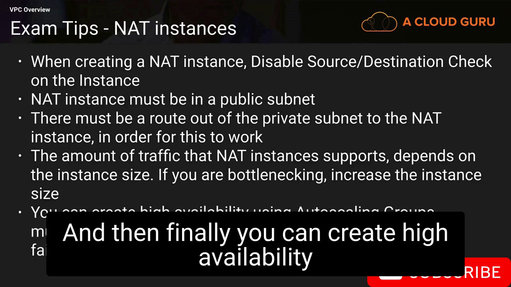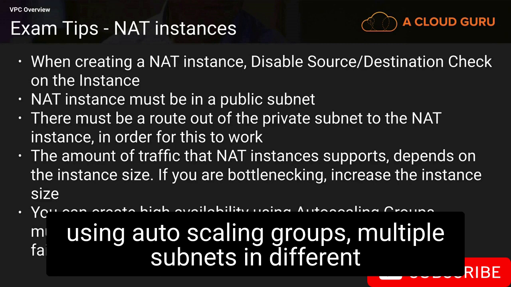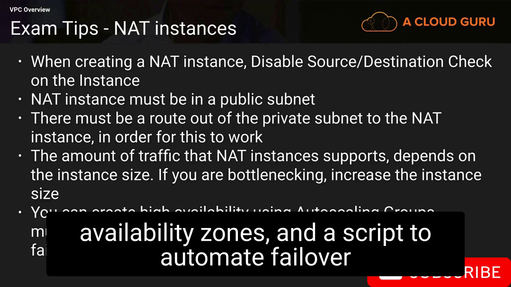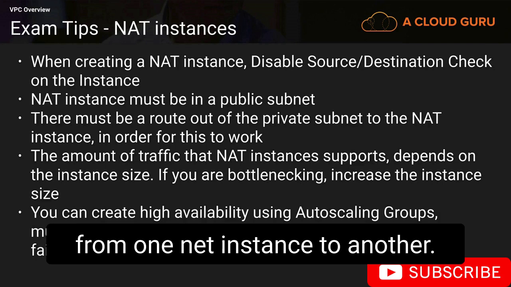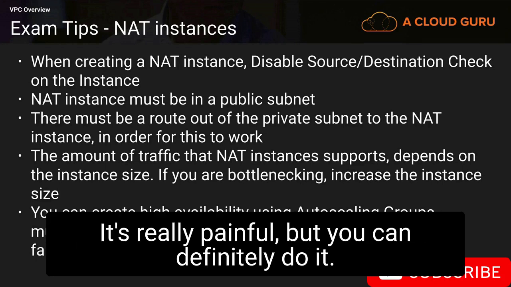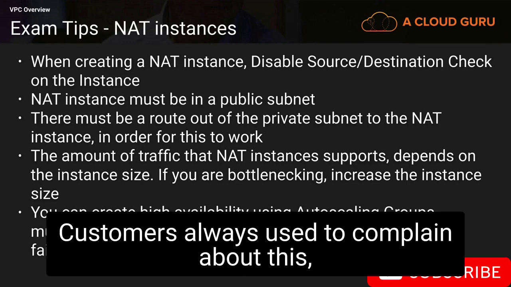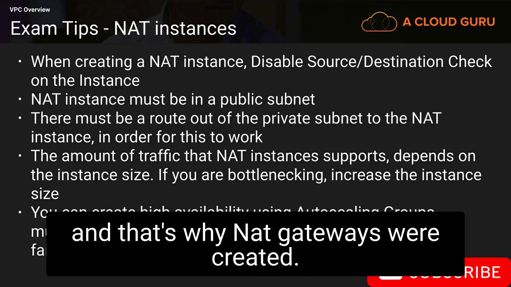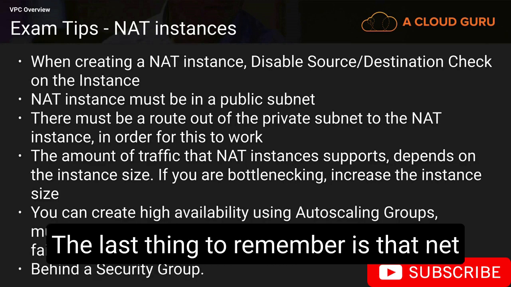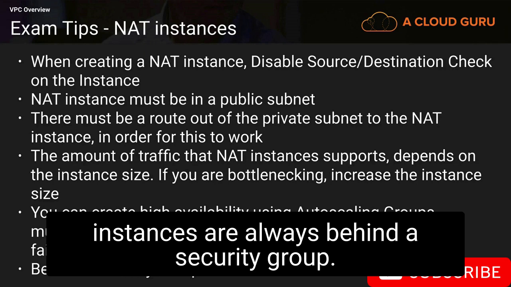And then finally, you can create high availability using auto-scaling groups, multiple subnets in different availability zones, and a script to automate failover from one NAT instance to another. It's really painful, but you can definitely do it. But Amazon listened to their customers. Customers always used to complain about this, and that's why NAT gateways were created. The last thing to remember is that NAT instances are always behind a security group.